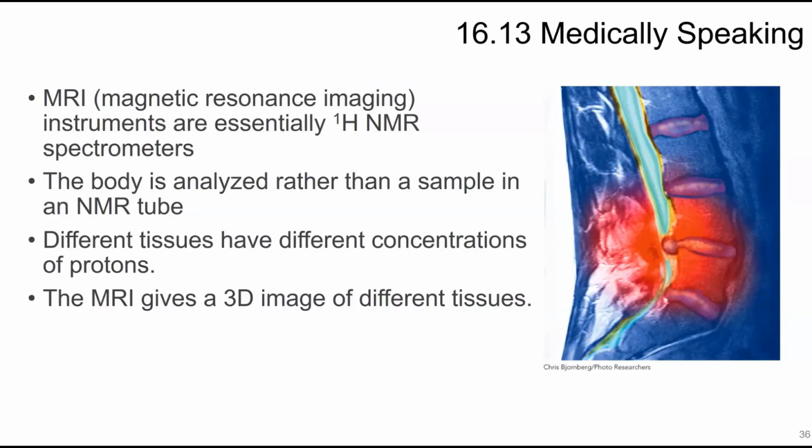So if you've ever heard of MRI, it's magnetic resonance imaging, which is almost the same as proton NMR spectrometers, except that the body is analyzed rather than a sample in an NMR tube. So different tissues have different concentrations of protons, and the MRI can give 3D images of all those different tissues based on the different concentrations of protons. So when you're getting an MRI done of your knee, it's the same thing as getting an NMR of your knee.